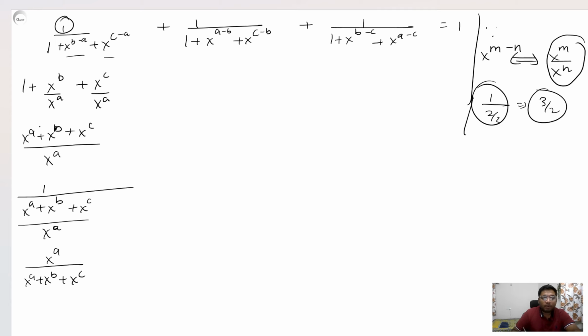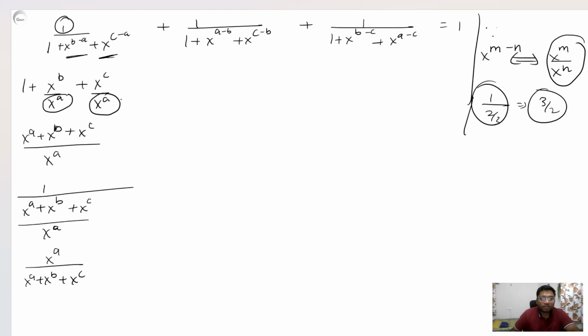If you notice, I'm going to show you how to observe the pattern now. So if you notice here, we have x to the power a in the denominator. Both the terms had b minus a and c minus a as my exponents, correct? But the minus was applicable to a only. So the a had a minus sign in both the terms, right?